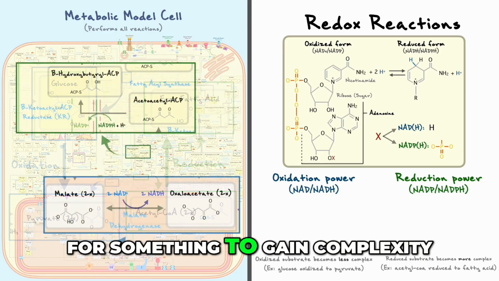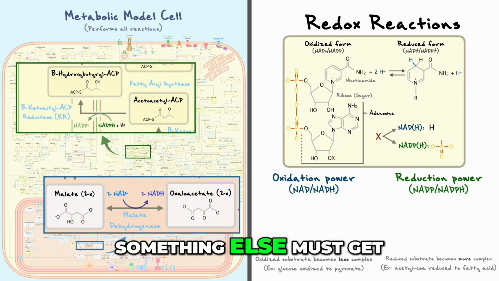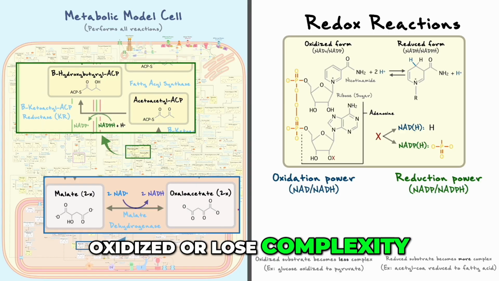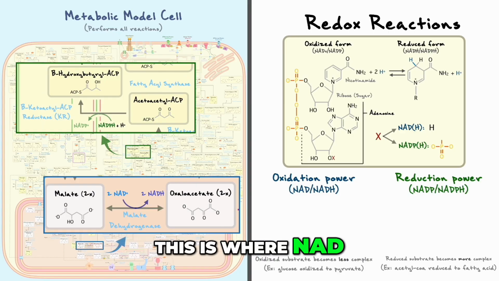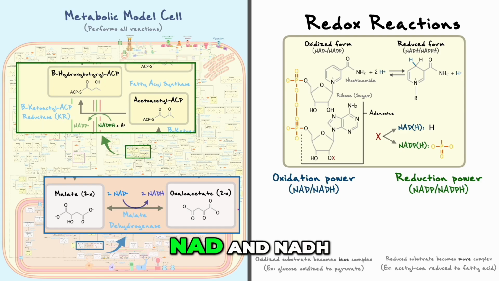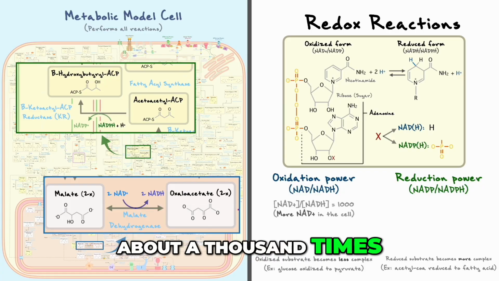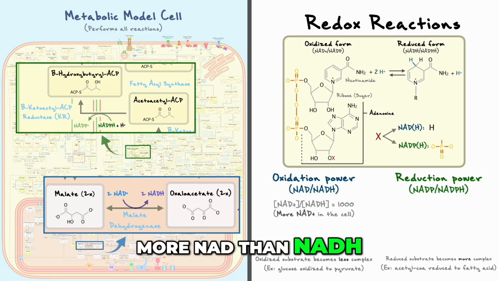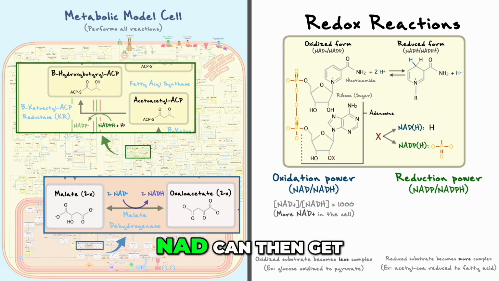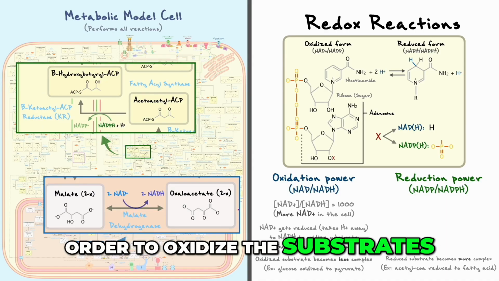Now, for something to gain complexity, or in other words, get reduced, something else must get oxidized or lose complexity. This is where NAD and NADP differ in function. If we first consider NAD and NADH, their ratios in the cell indicate that there is much more, about 1,000 times more NAD than NADH. This large amount of NAD can then get reduced to NADH in order to oxidize the substrates.